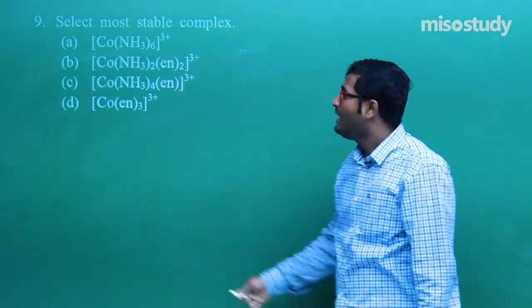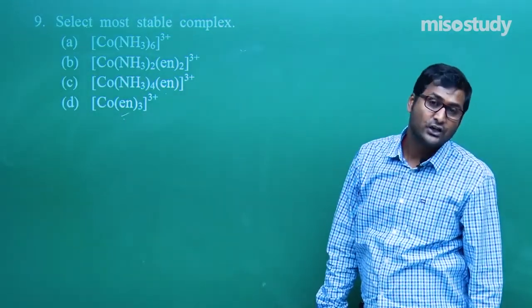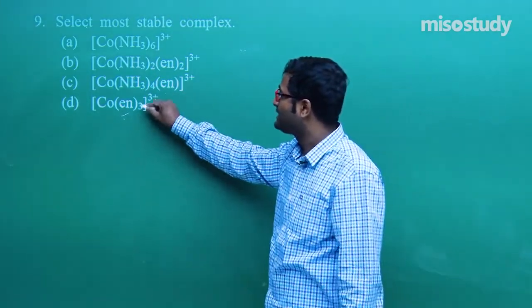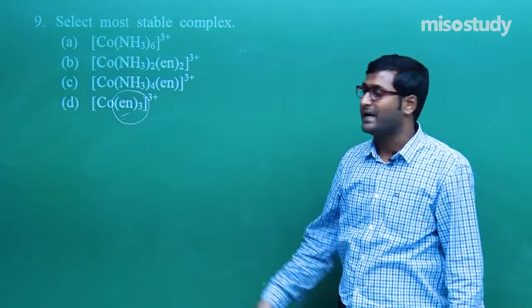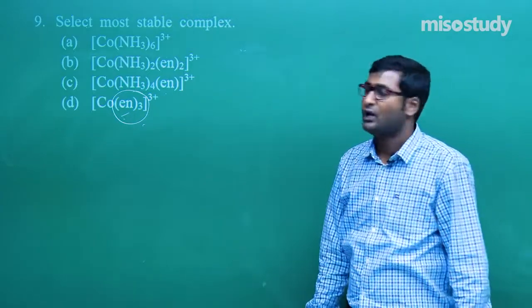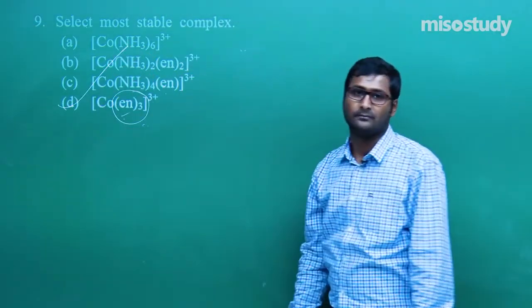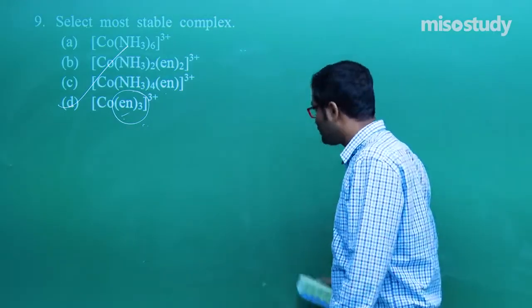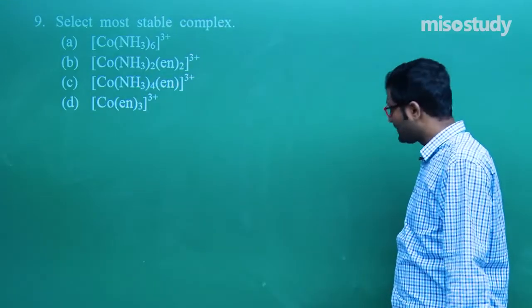As I told you earlier, if there is more attachment of bidentate ligands, then more chelation, and more chelation means more stability. So in this case, due to the attachment of 3 bidentate ligands, this complex is the most stable complex. So for this question, D is the correct option. Clear? Now friend, I'm going to erase this part and we'll discuss the next one.